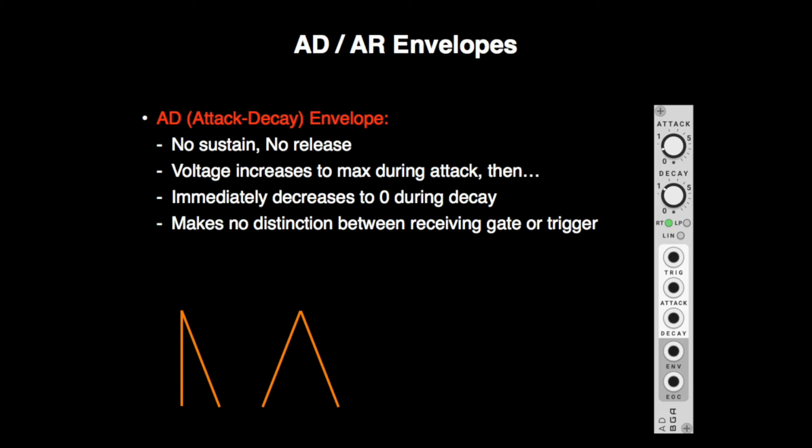What's important about an AD envelope is that it makes no distinction between receiving a gate or a trigger. It can't tell the difference. Whenever it gets a gate or a trigger, it's going to run through its AD cycle, and it's not going to behave differently either way.